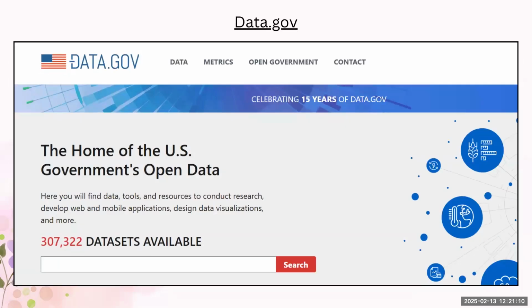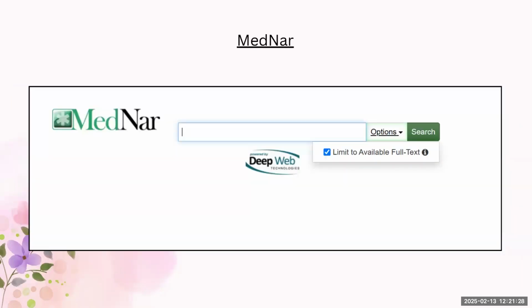Next, we have data.gov. Data.gov is a massive, massive undertaking. There seem to be now over 300,000 data sets. They provide you with that raw data that you are then able to cite and analyze in your own secondary analyses. And then finally, I saved Mednar for last, because this is what it looks like.